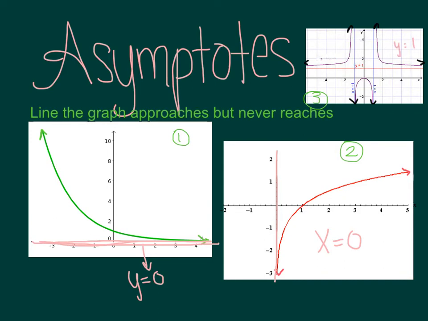And these two blue vertical lines are indicating that we have two vertical asymptotes at x equals -1 and x equals +1. So we name asymptotes by the equation that would give their line. Horizontal lines always start with y equals, and vertical lines always start with x equals.